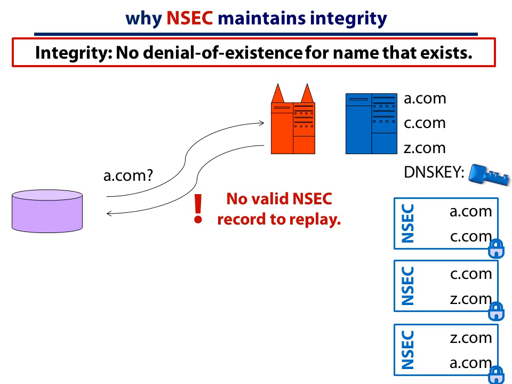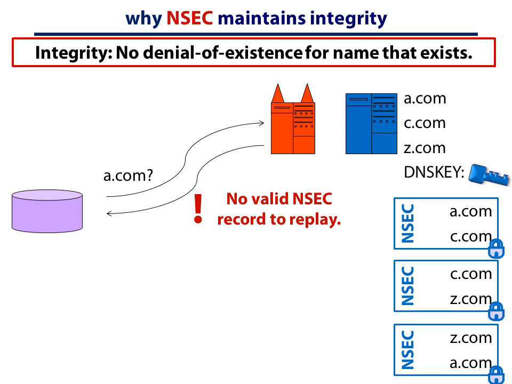So this NSEC record won't work. This record here, c and z, well, a doesn't fall between c and z, so this record's not going to work. And then let's look at this record. Again, it's not going to work because a.com is an endpoint here, and what we need to do is find an NSEC record that surrounds a.com but is not an endpoint. So neither does this NSEC record work.